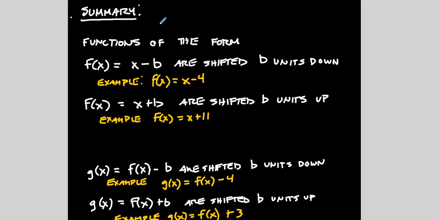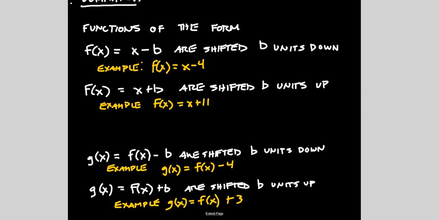Okay, summary of this video. Functions of the form f of x equals x minus b are shifted b units down. For example, f of x equals x minus 4 is shifted 4 units down. F of x equals x plus b, those types of functions are shifted b units up. Example, f of x equals x plus 11 is shifted 11 units up.